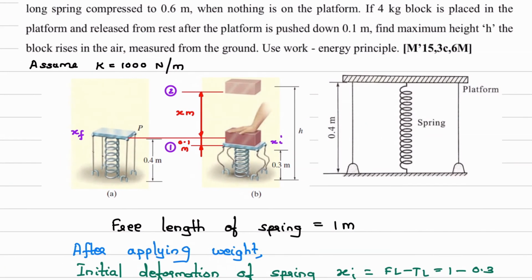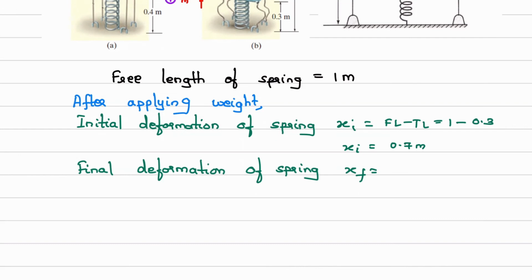Final deformation, okay, how to find this? This is the final point of the platform. Okay, so free length of the spring is this one. This is free length, and the total length is this one, which is 0.4 meter. So 1 minus 0.4. So I'll write down the equation here. Free length minus total length.